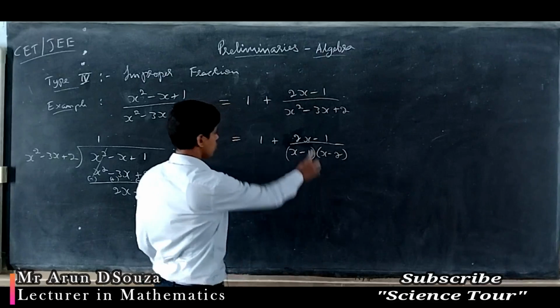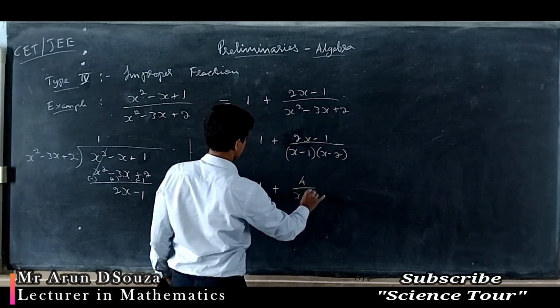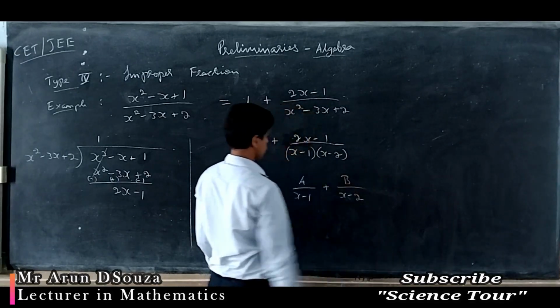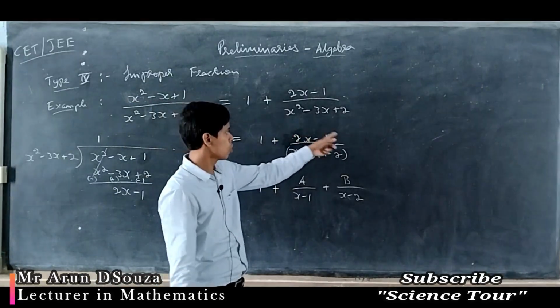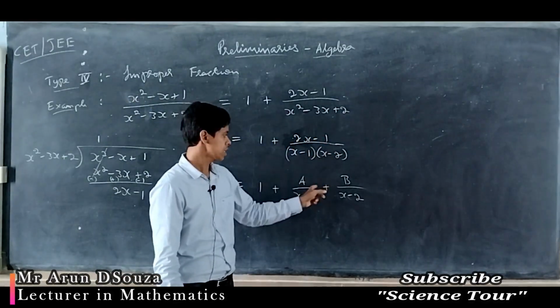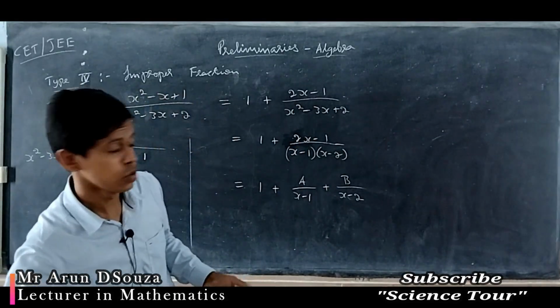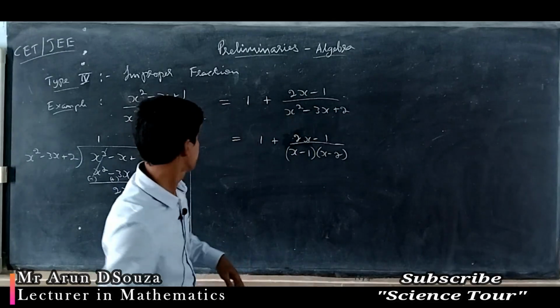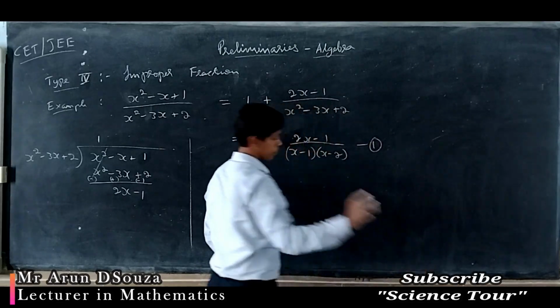Okay, now how do you split it? So this can be split like a by x minus 1 plus b by x minus 2. Okay, in other words, we can take only this part, get the values of a and b and substitute back, that is also fine. So I will do that method if this is confusing. Okay, now what I'll do is I will take this expression as equation number 1.